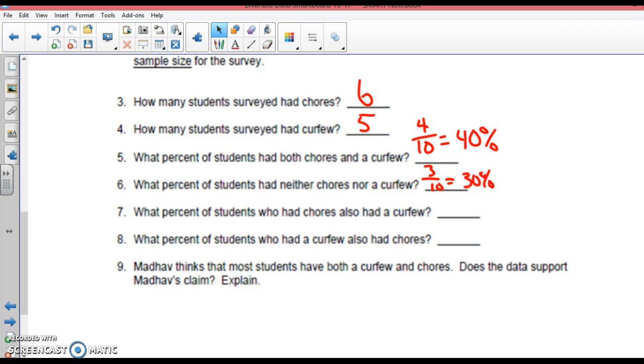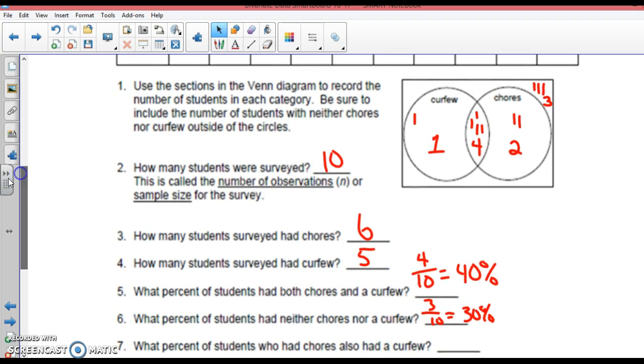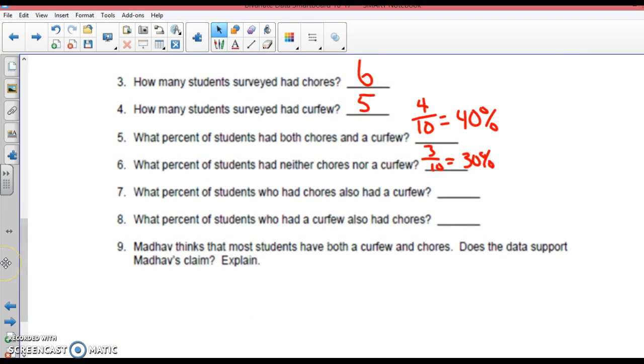What percent of the students had chores? What percent of the students who had chores also had a curfew? Well, there are 6 kids that had chores, so that's the whole. And how many of them also have a curfew? 4. That's 4 out of 6, which is 2/3, 67%.